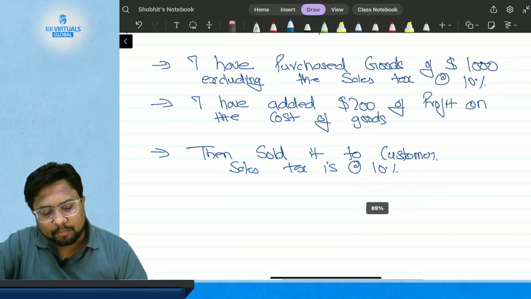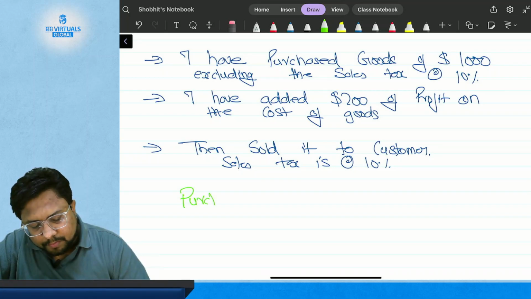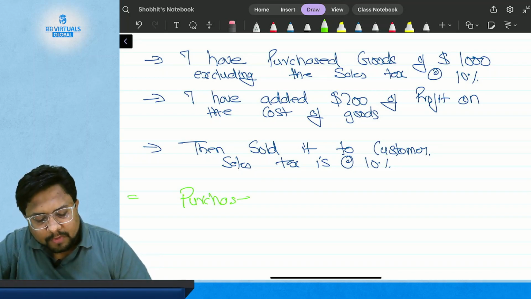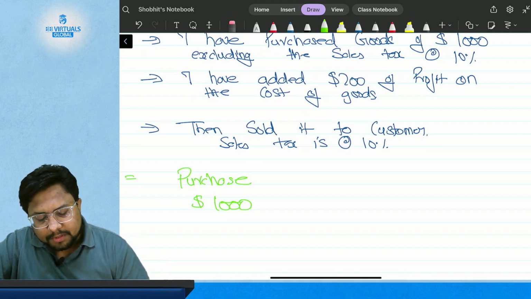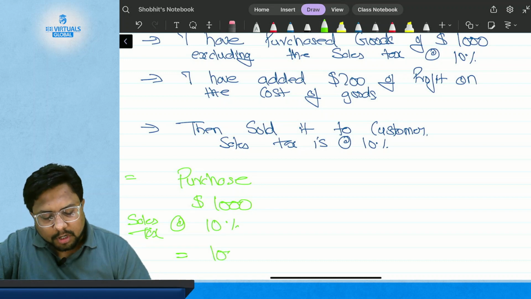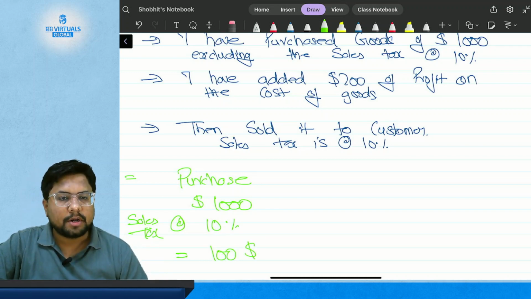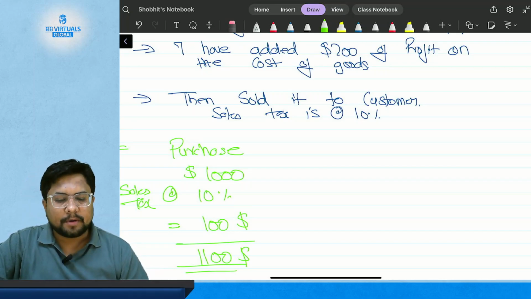Okay, now I have to make the working. So when it comes to purchase, I have made the purchase of $1000, on which sales tax is charged at a rate of 10%, that is equal to $100. Okay, so what is the total amount? The total amount is $1100.